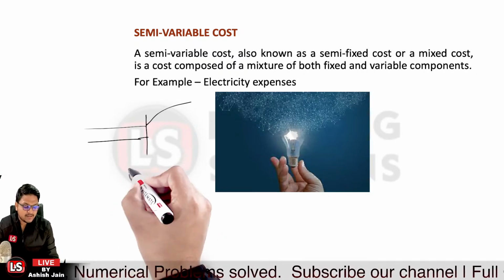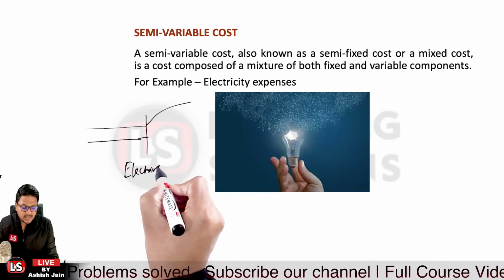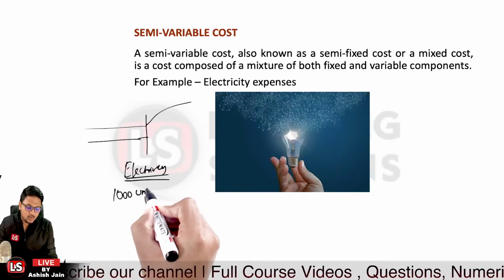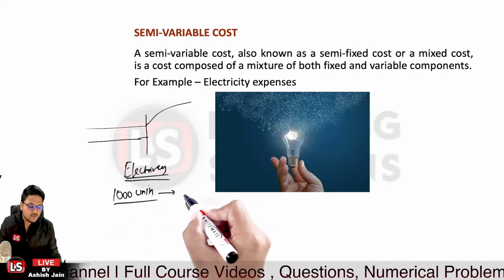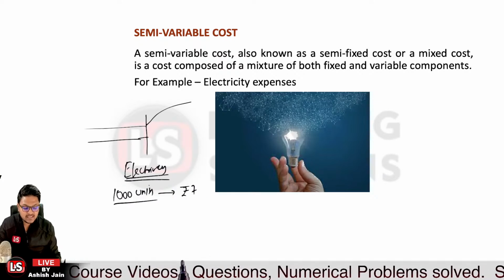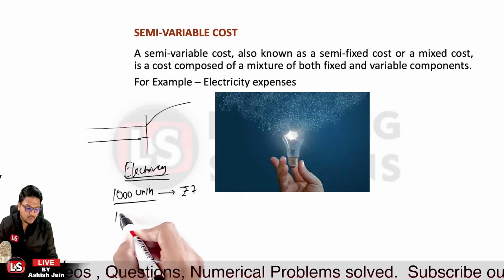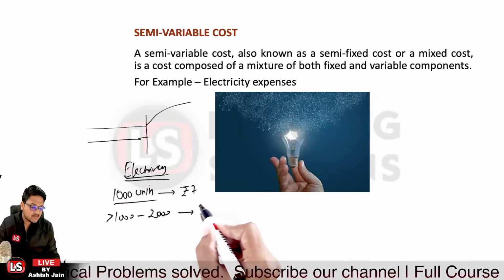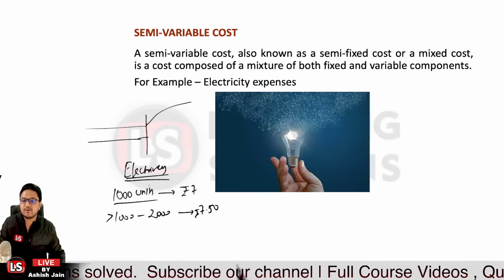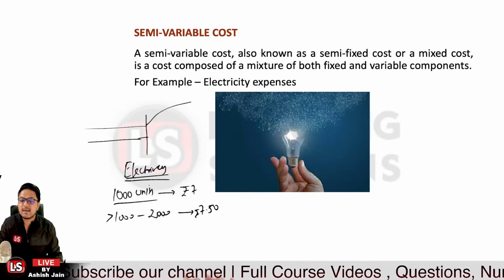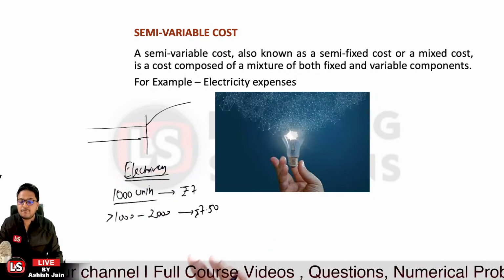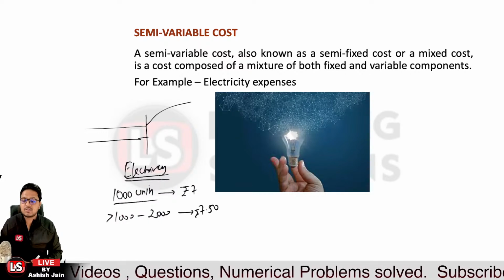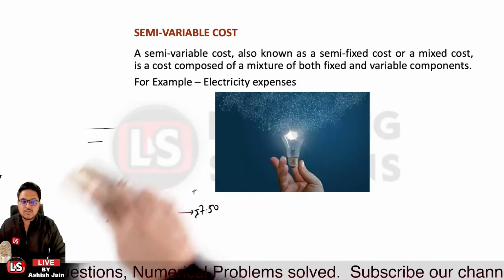Now, have you ever gone through the electricity bills? Let's say the electricity bill says that if you are consuming up to 1000 units of electricity, the per unit charge would be rupees 7. But if you go beyond 1000 units, up to 2000 units, in that case the charge will be 7.5 rupees per unit. So this is an example of semi-variable cost, where up to one extent you have a fixed cost, but if you go beyond that particular point, it will have a variable cost. That is a semi-variable cost, also named as semi-fixed cost or a mixed cost.